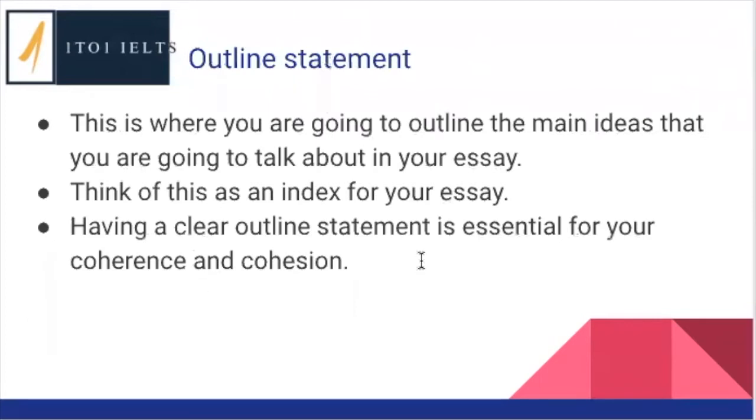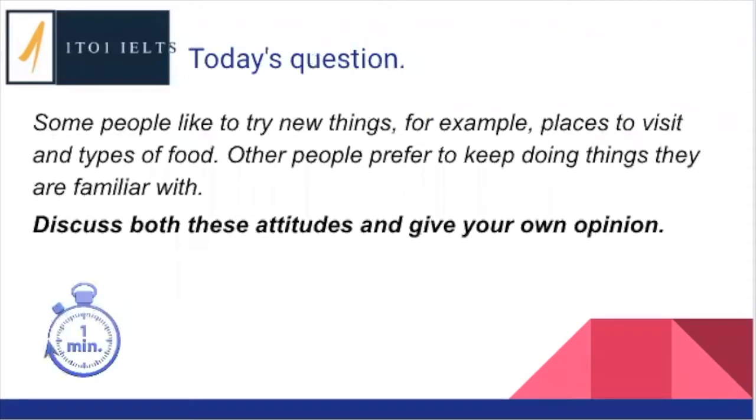Then with the outline statement, you're outlining your ideas that you're going to talk about in the essay, and you want to think of it as an index. So it's really, really essential to have a good outline statement because of your coherence and cohesion score. So what you want to be doing is you outline your ideas in your introduction, then you outline them again in each of your topic sentences of your main body paragraphs, and then you summarize them again. And then you have a lot of cohesion throughout your essay, and that is something you actually get marked on. So this is today's question, everyone.